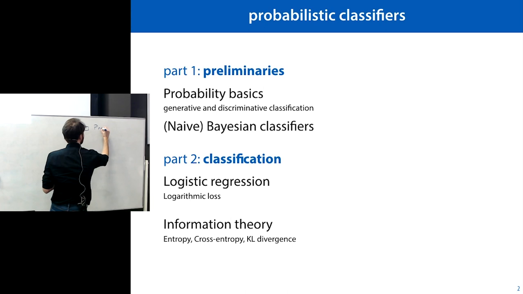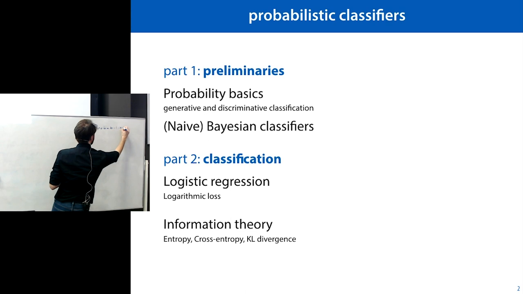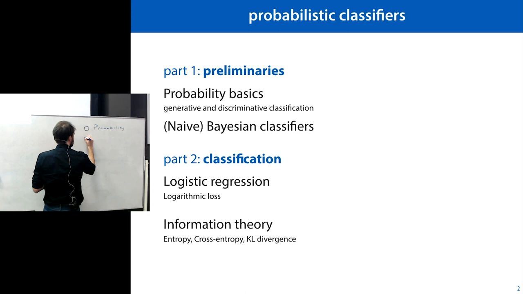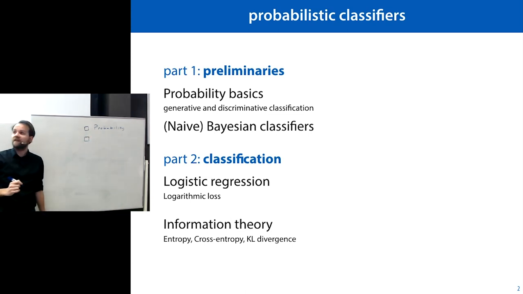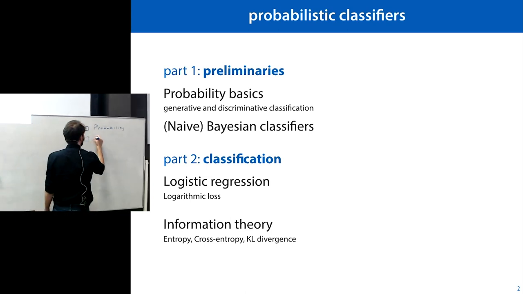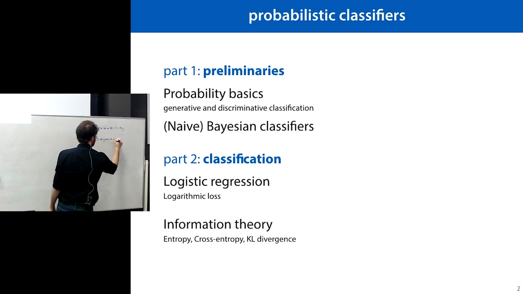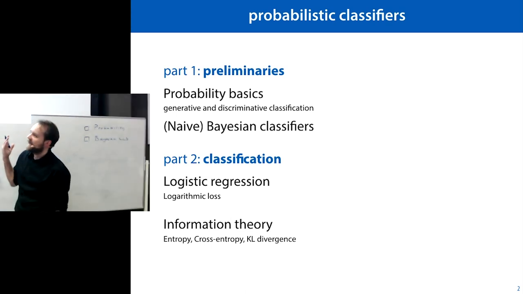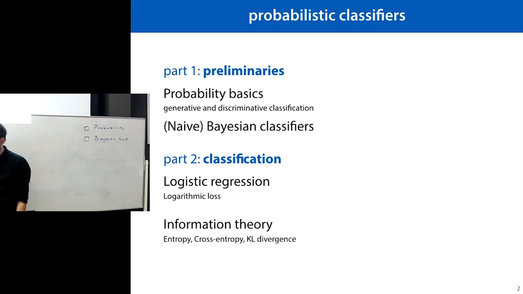The basics of probability. And then we'll look at a first class of classifiers built on probability, which are the Bayesian classifiers, of which a particular instance which we'll be looking at most, and about which there is an exam question, is the naive Bayesian classifier, which is a particular type that is especially simple.